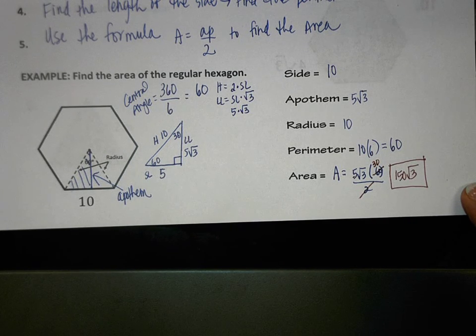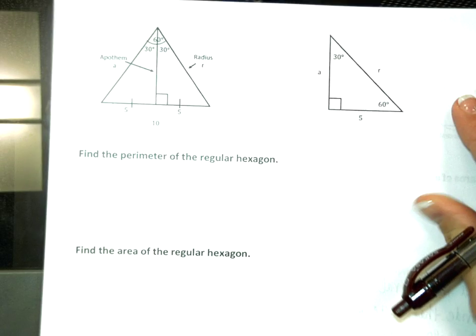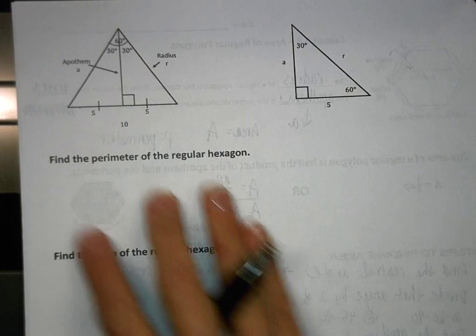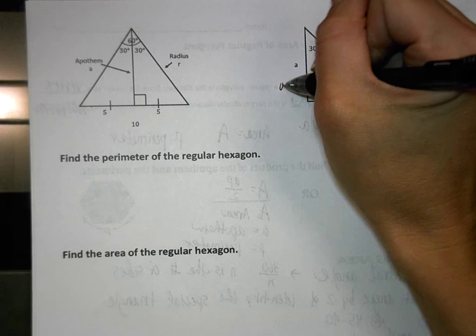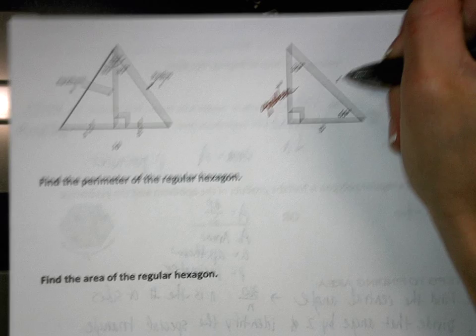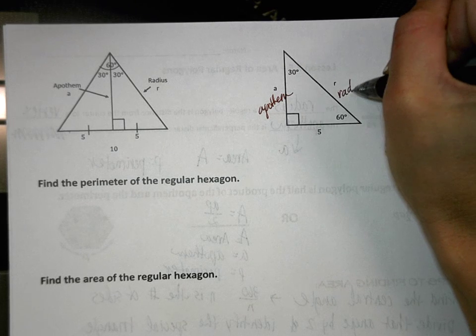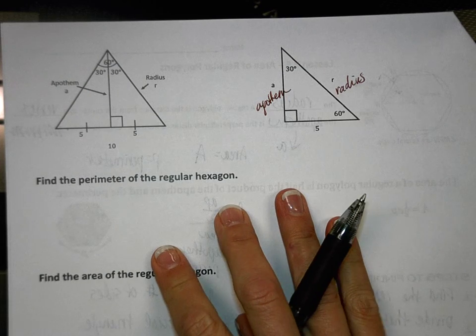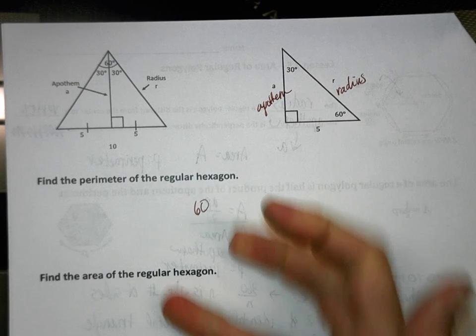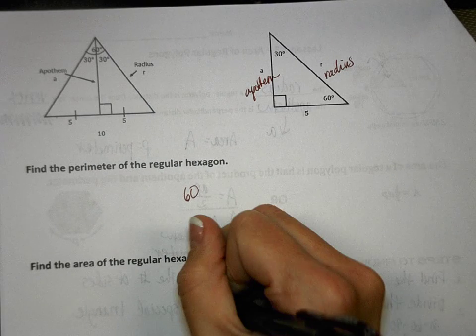Okay, do we have any questions? Okay, we're going to go and turn the page. We actually just did all of this on the other side. It's that same triangle. It's just taking it out, showing you. They're telling you here that this is your apothem when you take it out. That this right here is your radius, which we kind of already labeled on the other side. We already found the perimeter. We found that the perimeter was 60, and we already found our area, which we found was 150 root 3.